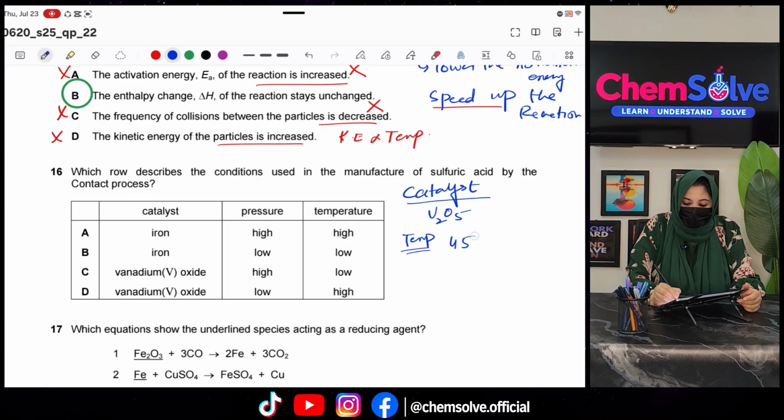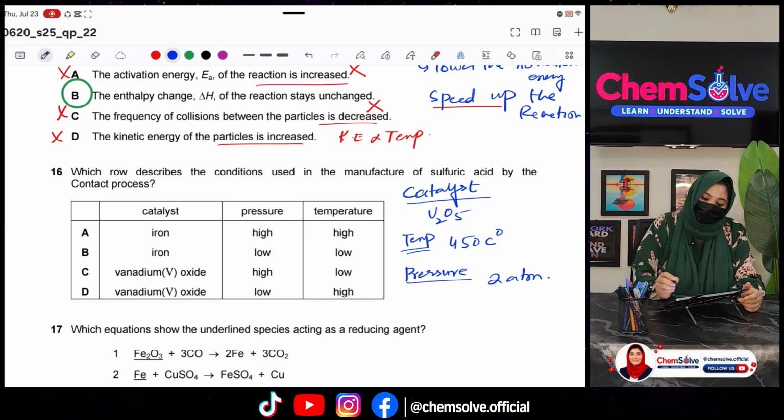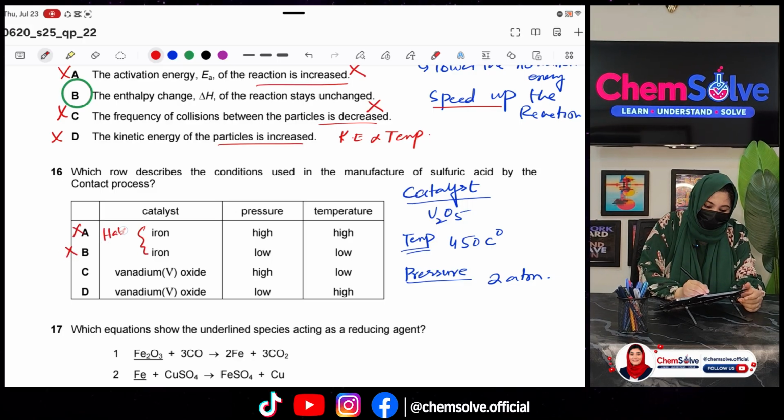Temperature is approximately 450 degrees Celsius and pressure is 2 atm. Okay, so the first two options say iron is a catalyst. No, this is the catalyst for the Haber process. So this option is incorrect.